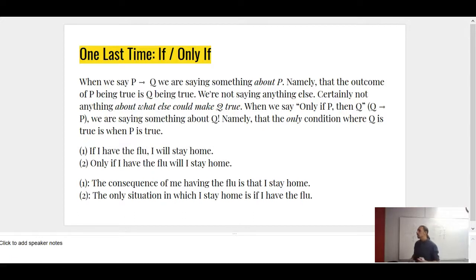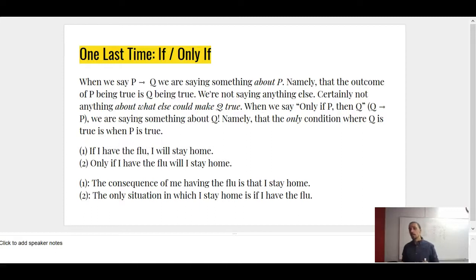So if I call my boss, I say, if I have the flu, I'm going to stay home. But I could stay home for another reason. It's perfectly compatible with that. Often, in natural language, when we make if statements, we're meaning only if statements. So if my boss calls me up, he's like, are you coming to work? Well, if I have the flu, I'm going to stay home. I'm basically implicitly saying that I will be coming in unless I have the flu. Only if I have the flu will I stay home.